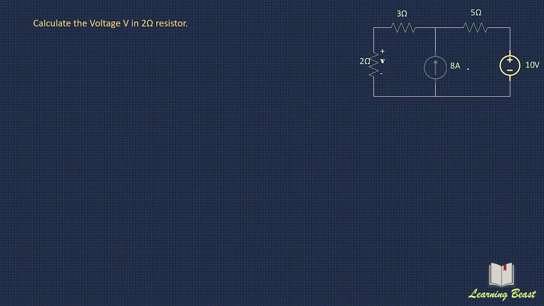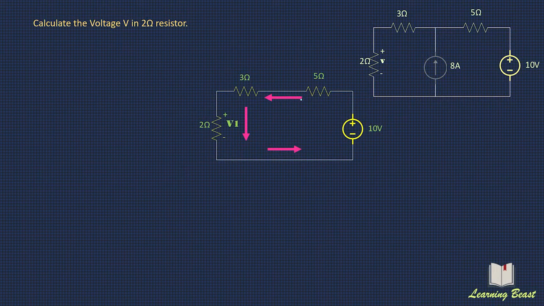So step first says that turn off all independent sources except one source. So here we will consider 10 volt voltage source first and we will turn off this current source. So we will redraw the circuit and the circuit will appear like this. So here we have considered 10 volt voltage source. As we can see, these three resistors are in series with this voltage source. Now we can calculate the value of V1 by voltage division rule.